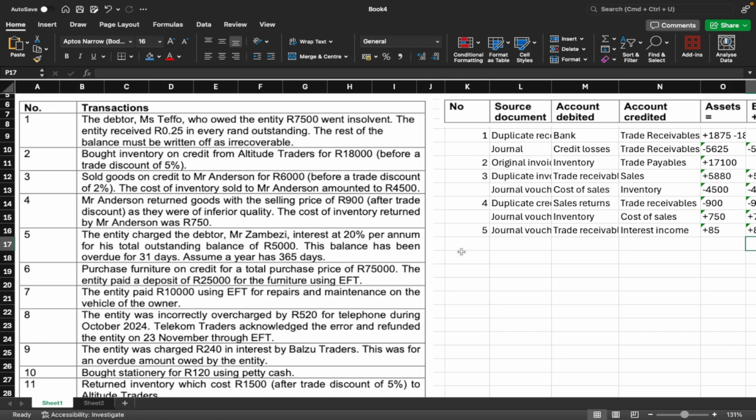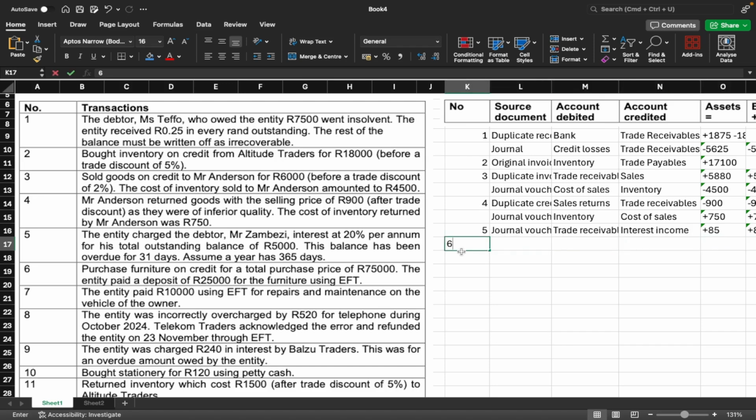We're going to have two credits in this case, right? The first one here is bank, because we paid cash of 25,000 rand, and this is for the EFT that we made, and the remaining is going to be trade payables because we are owing the balance to the seller of this furniture. So let me write here number 6.